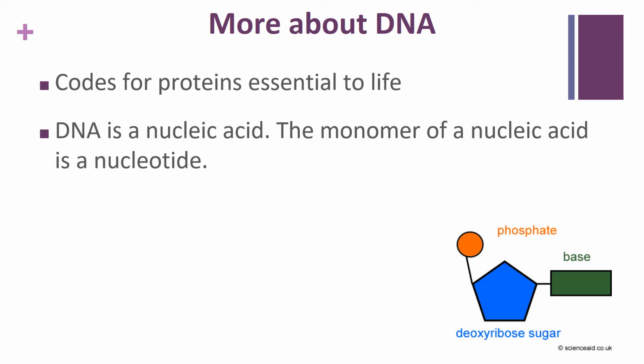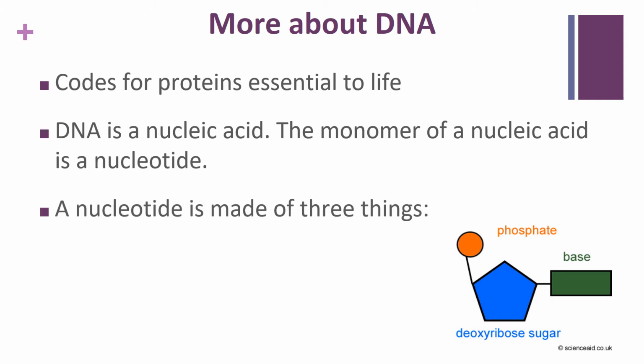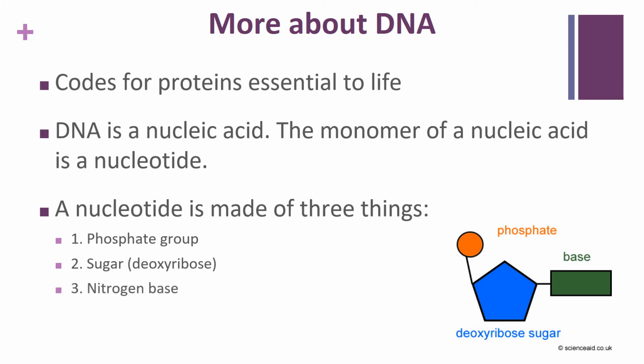DNA is a nucleic acid. The monomer of a nucleic acid is a nucleotide. A nucleotide has three parts. It has a phosphate group. It has a sugar. In this case, the sugar is deoxyribose. It also has a nitrogenous or nitrogen base. If you look at the picture to the right, you will see how all three of these components are connected together.